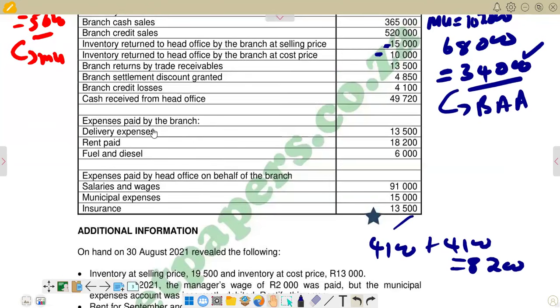Right. From there, we have cash received from head office, 49,720. So remember, this is coming from the head office bank account. So it means we are going to create the head office bank account, and then we debit the branch bank account because it's a transfer from the bank account of the head office to the account of the branch. So we debit the branch bank account, then we credit a branch head office account, but we don't have a branch head office account in the question that we are looking at right now. So we are going to ignore the credit part, then we debit only the branch bank account with 49,720.